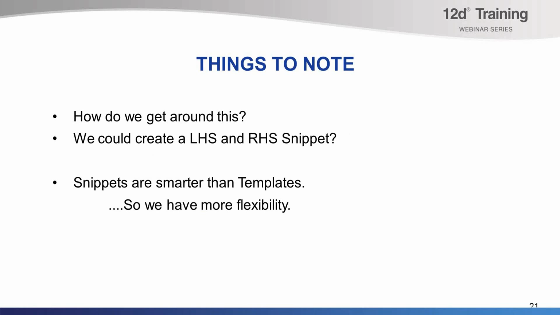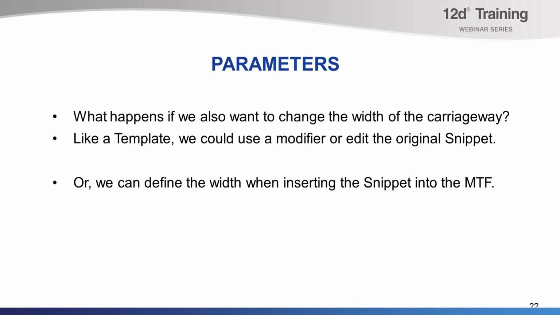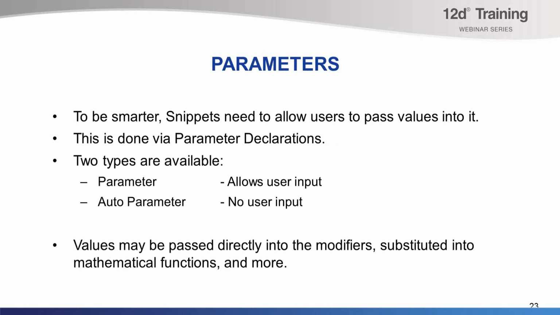So how do we get around this? Well, we could have a left snippet and a right snippet, the way we would have done with templates. But snippets are a little bit smarter than templates, so we can do other things with them. What happens if we want to change the width of the carriageway? We might not want 3.5 meters. Like a template, we could use a modifier, we could edit the original snippet, or we could have another template. But what would be really good is if we can define the width when we actually insert the snippet into the MTF. And this is welcome to the world of parameters.